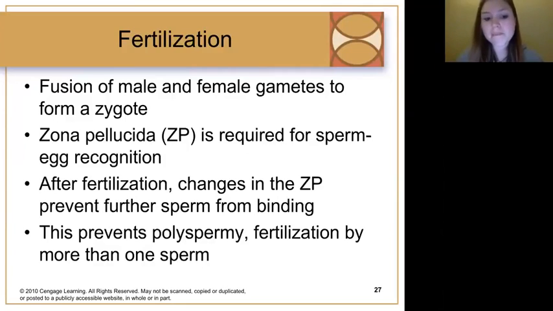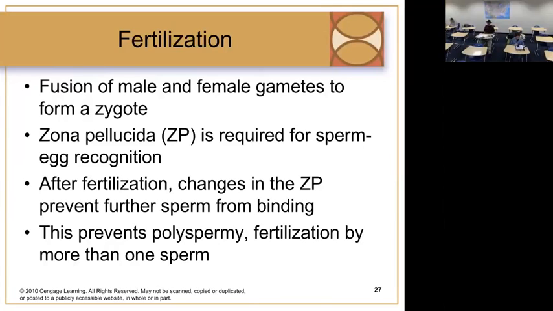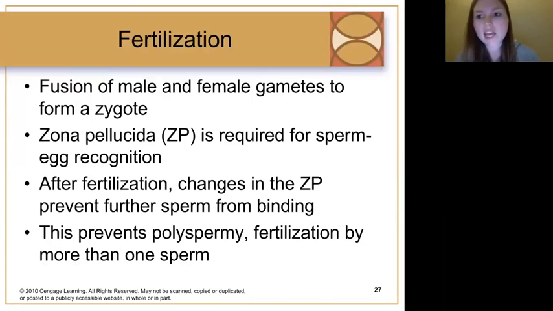So only one. And this is important because it prevents what's called polyspermy, which is fertilization by more than one sperm. Fertilization by more than one sperm, if it happened, would more than likely not result in offspring, or it would cause severe defects. But I'm pretty sure if it happens, that egg won't even really develop. So that's really important, and another way that the reproductive system is regulated.